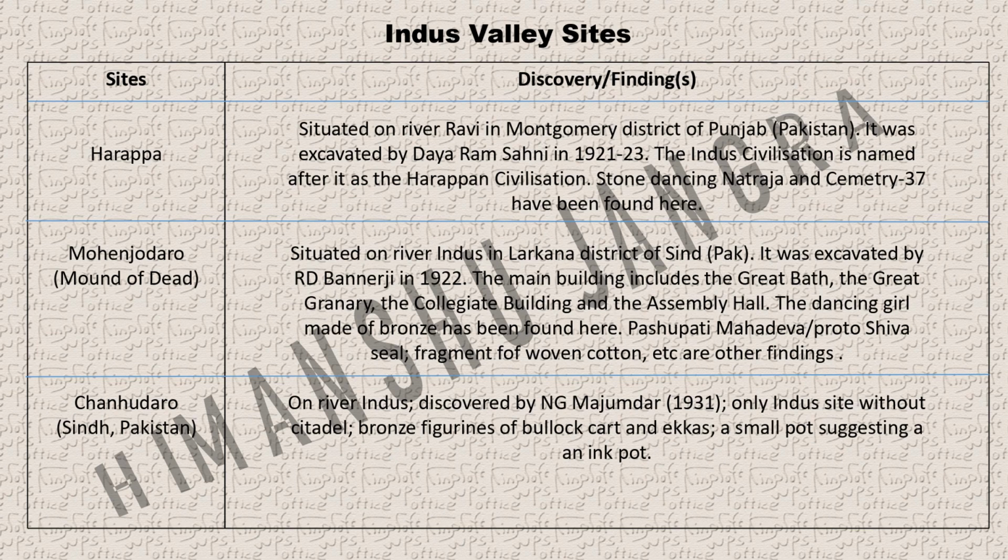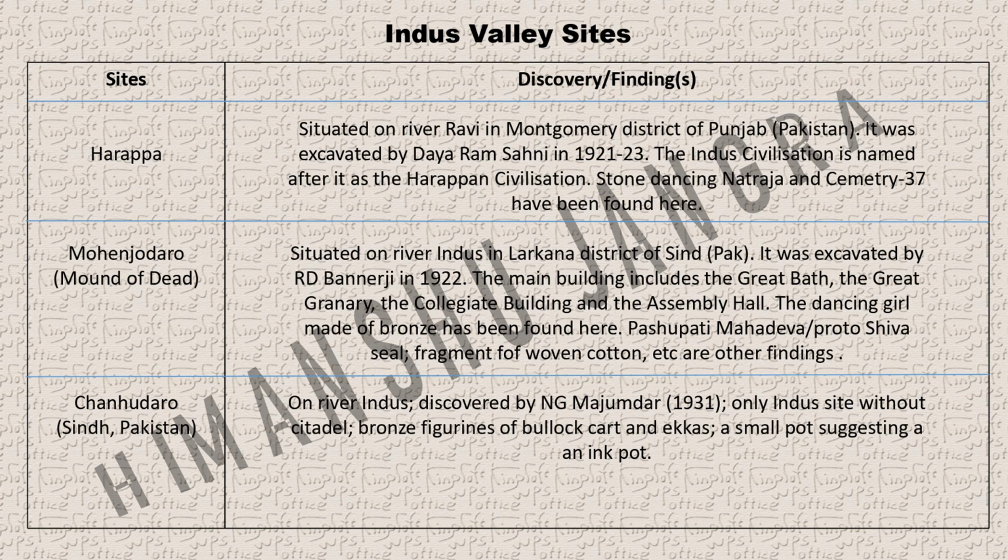Indus Valley Sites. Harappa. Situated on the River Ravi in Montgomery district of Punjab, Pakistan. It was excavated by Daya Ram Sahni in 1921-23. The Indus civilization is also named after it as the Harappan civilization. Stone dancing Nataraja and Cemetery 37 have been found here.